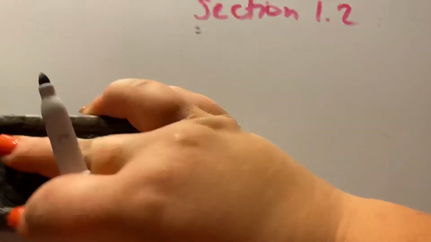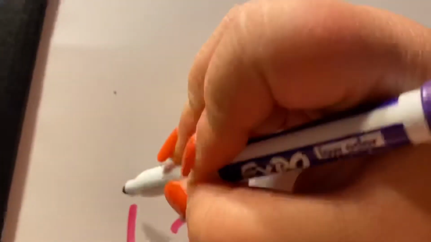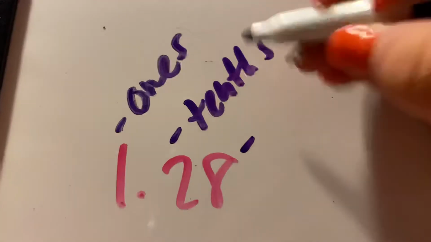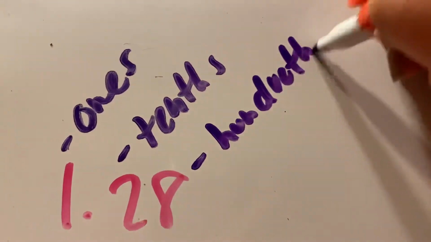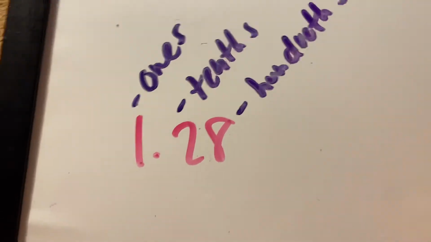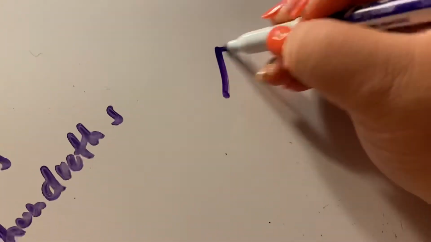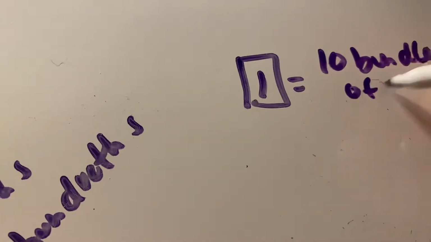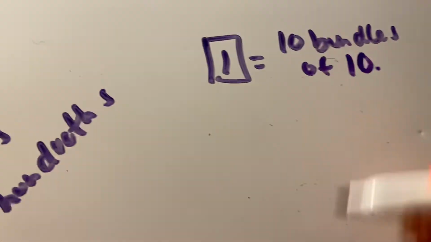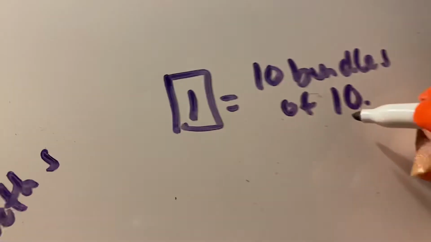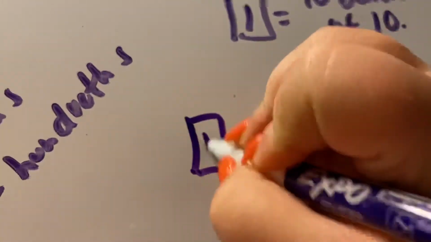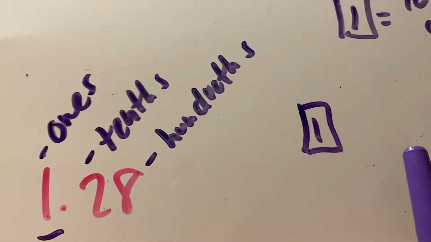Now, if we move on to a simpler number, like 1.28. We know that this is the ones place, and this is the tenths place, and this is the hundredths place. And we know, using what we just learned, that 1 bag equals 10 bundles of 10, which is 10 bundles of the tenths place, essentially. So for the number 1, we would have 1 bag with 10 bundles in it.